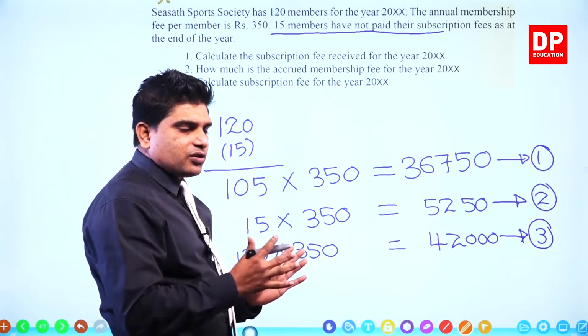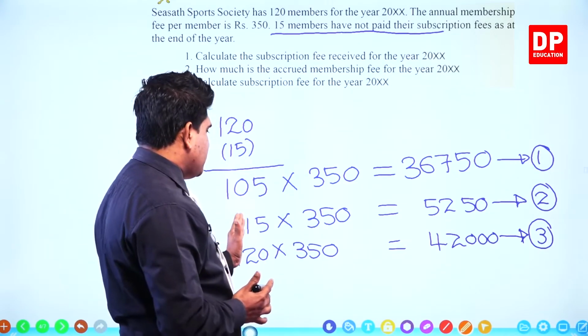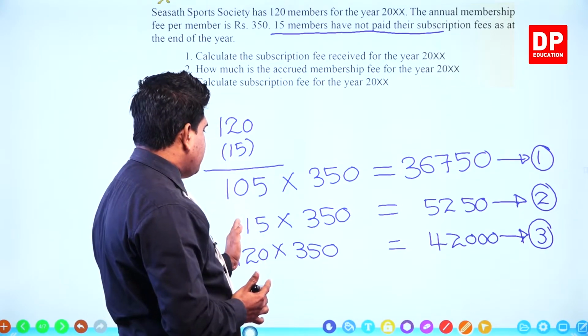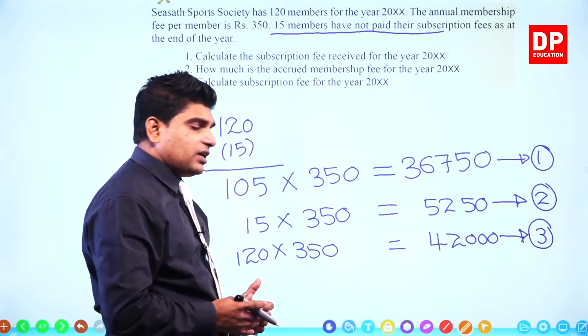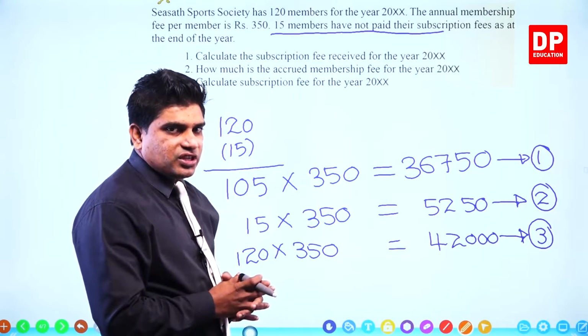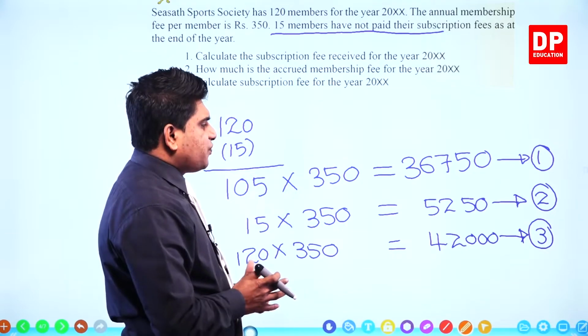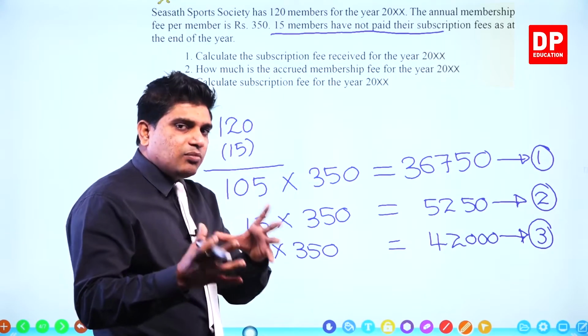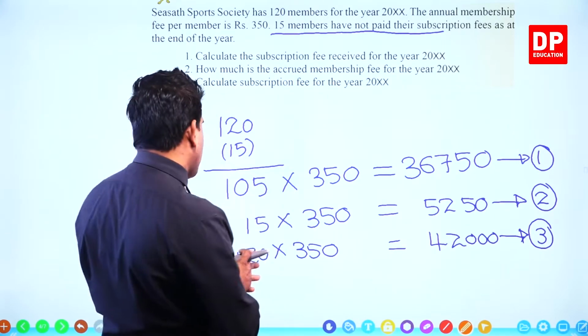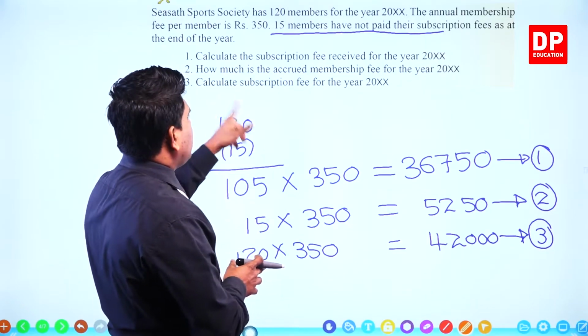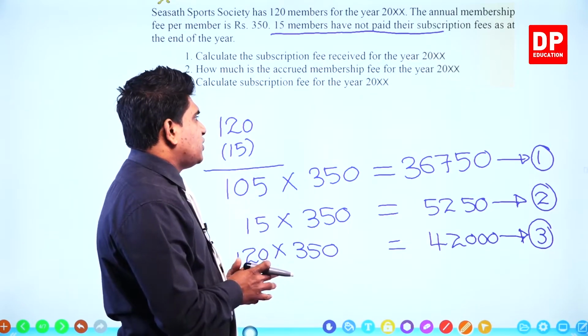Now, the second one, how much is the accrued membership fees? Accrued means to be received. Why? There are 15 members who didn't pay. Then 15 members into 350 membership fees per head, the answer is 5,250. It is the amount to be received. Right? Next one. Finally, they ask to calculate the membership fees for the year.